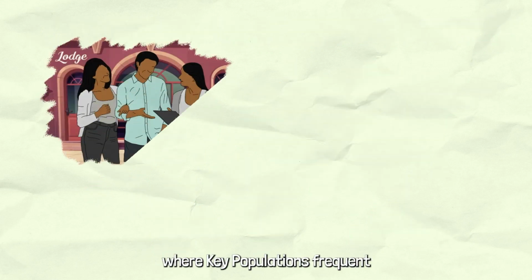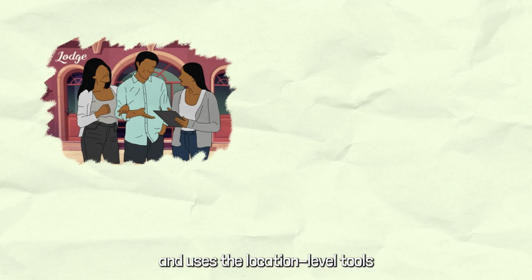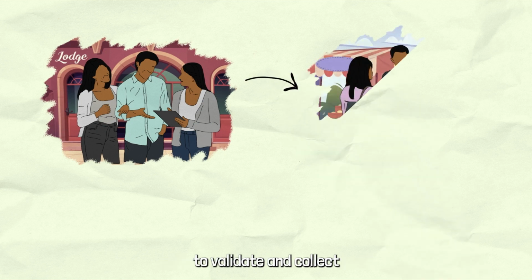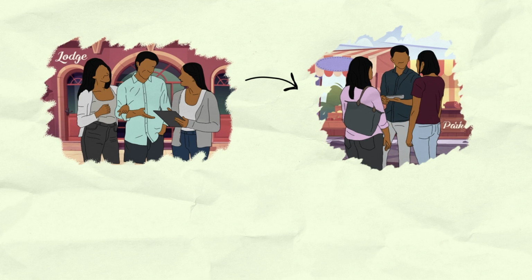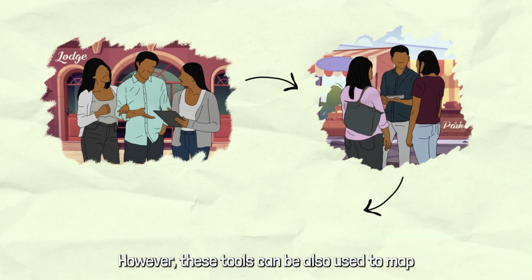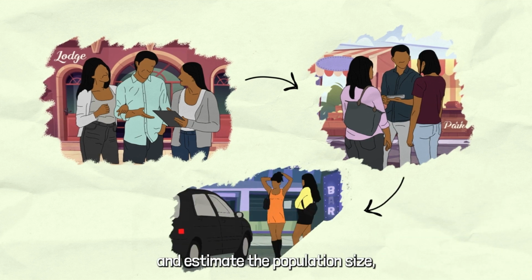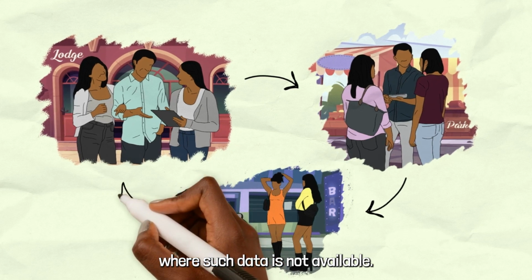The location-specific tools work best if programmatic mapping and population size estimation have already been done. The program team then goes to each of the sites where key populations frequent and uses the location-level tools to validate and collect information for planning outreach. However, these tools can also be used to map and estimate the population size where such data is not available.